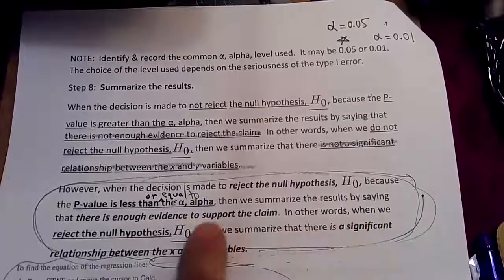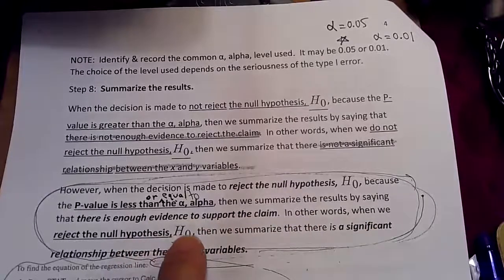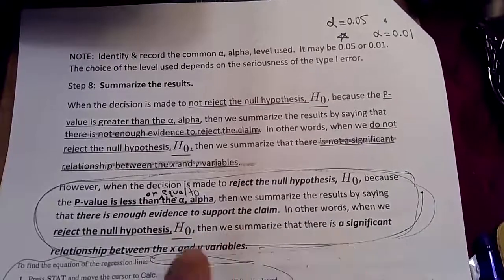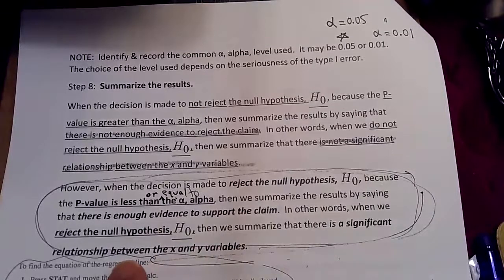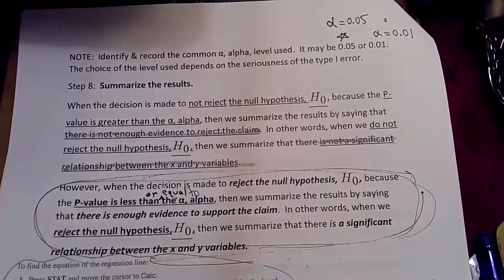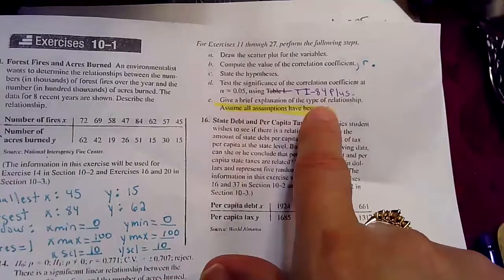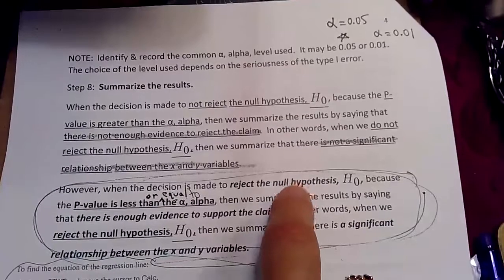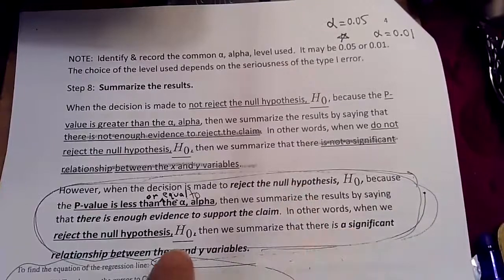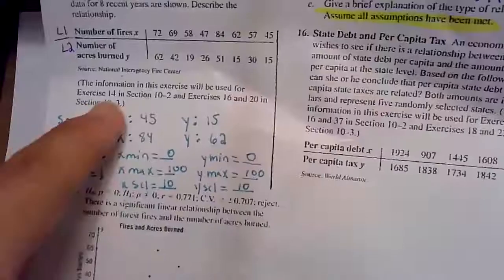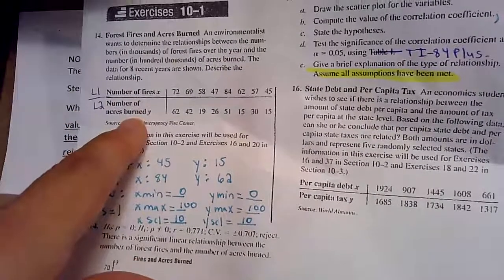In other words, when we reject the null hypothesis, H sub 0, then we summarize that there is a significant relationship between the x and the y variables. Okay, so I'm going to write that down here because it says, give a brief explanation of the type of relationship. Because we rejected the null, we're saying there's a significant relationship between the x and y variables. Remember, your x variable is the number of fires.